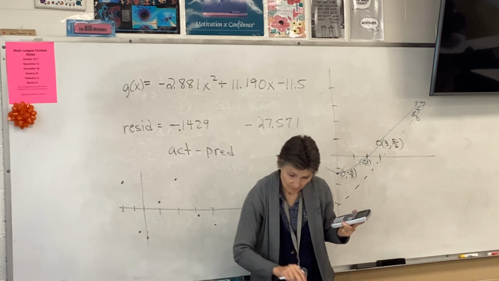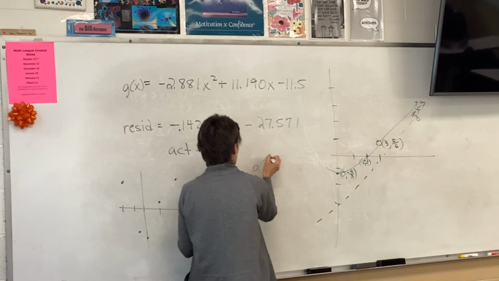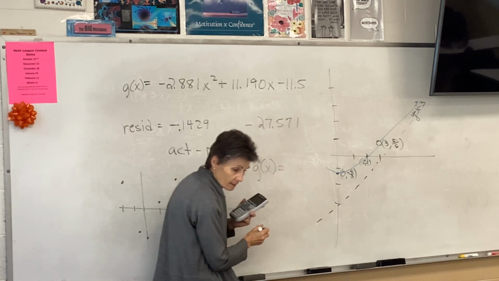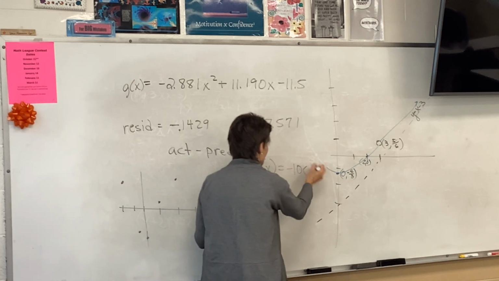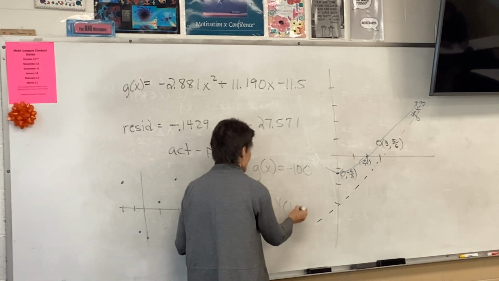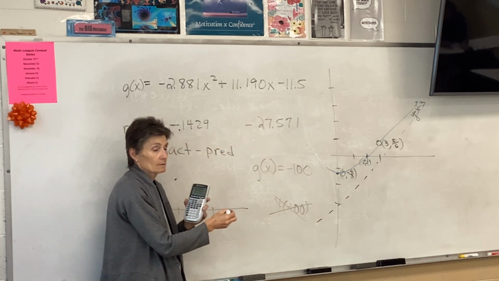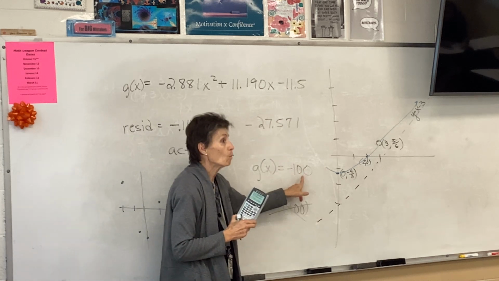Then we want to find x, so g of x is negative 100. Okay, now that does not mean this. Does everybody understand that? This is not what you're doing. This is a y value.